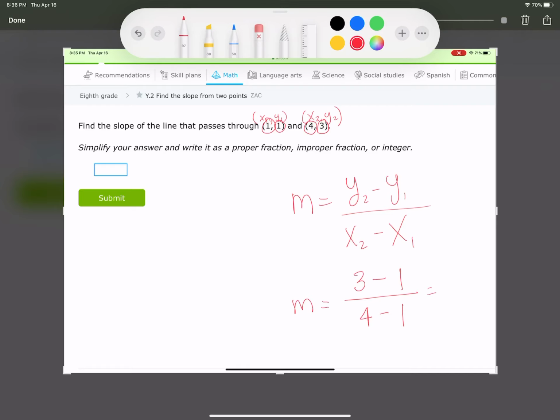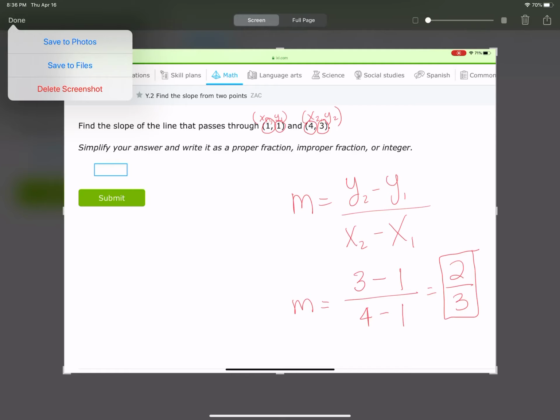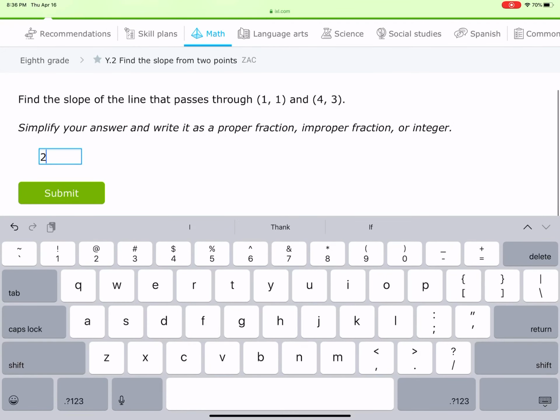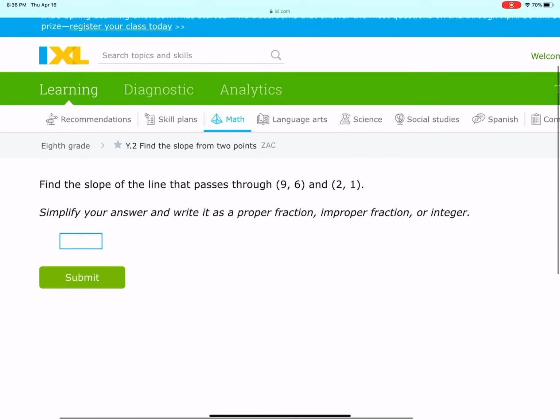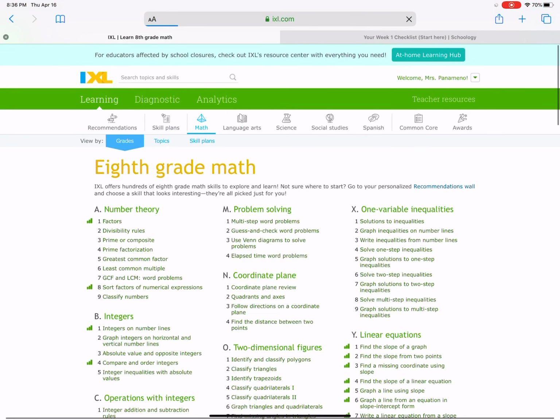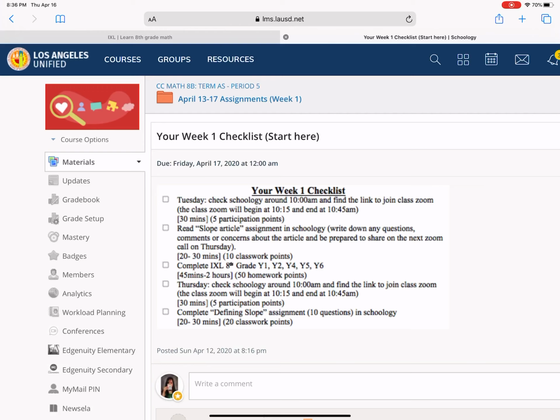3 minus 1 you can do, and that's 2. And 4 minus 1 is 3. So your slope is positive 2/3. So now I'm going to go to IXL, and I'm going to answer 2/3. And it works. That's all you have to do for Y2. All right, so the one I was going to do next is Y4.